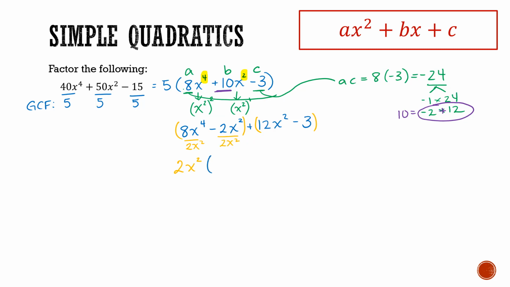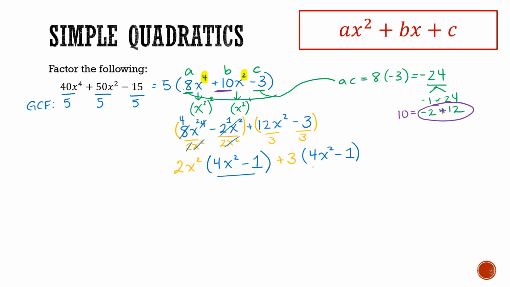So now I have 2x squared times 8x to the power of 4 divided by 2x squared. That's 8 divided by 2 is 4, and x to the power of 4 divided by x squared gives me x squared, minus 2x squared divided by 2x squared. They cancel each other out, leaving me with 1. For the next pair, I have a common factor of 3. So now I have 3 times 12x squared divided by 3 leaves me 4x squared, and minus 3 divided by 3 leaves me with minus 1.